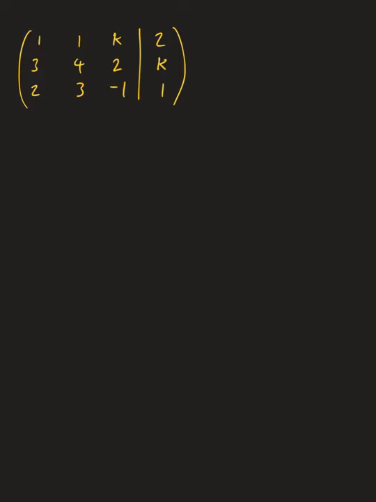Now the nice thing I see first is that I have a 1 in the top left. So I'm going to use that to get rid of that 3 and that 2 underneath it. So first thing, I will say row 2 minus 3 times row 1 goes in here to row 2. And row 3 minus 2 times row 1 goes in there to row 3.